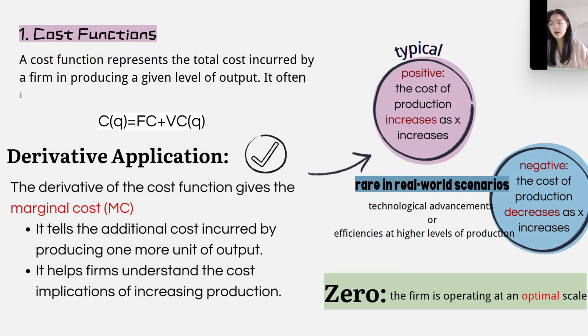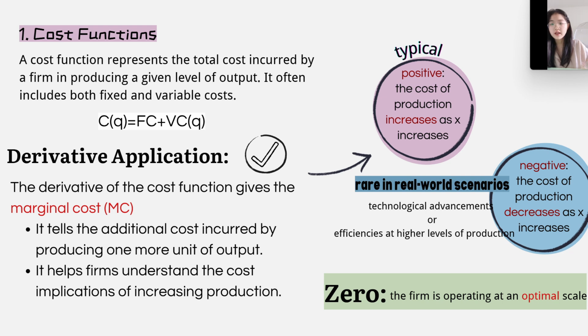Firstly, the cost function. A cost function represents the total cost incurred by a firm in producing a given level of output. It often includes both fixed and variable costs. It can be written as C(Q) equals FC plus VC(Q), where FC is the fixed cost and VC is the variable cost. The derivative of the cost function gives the marginal cost, MC, which tells you the additional cost incurred by producing one more unit of output. It helps firms understand the cost implications of increasing production.